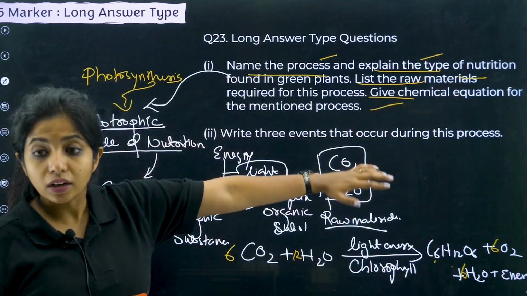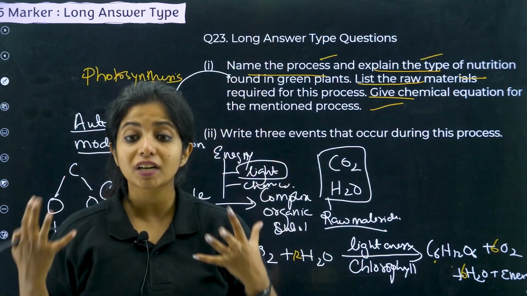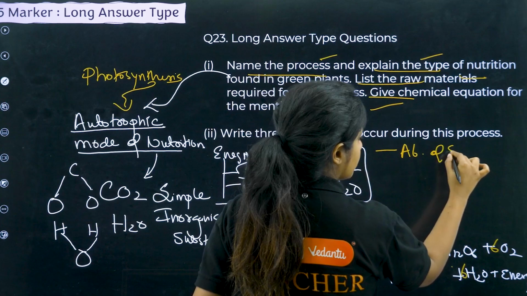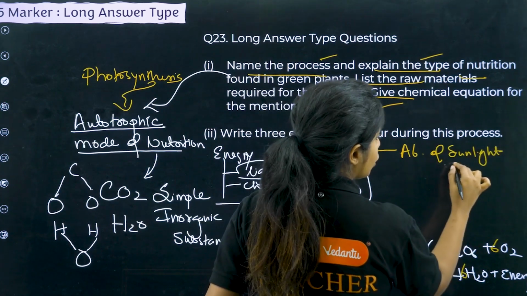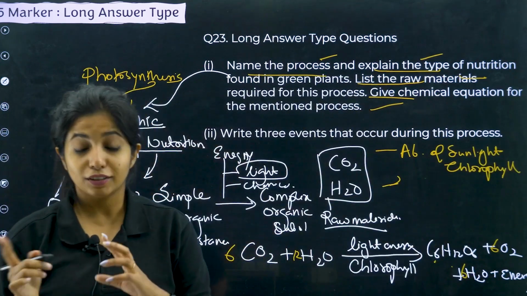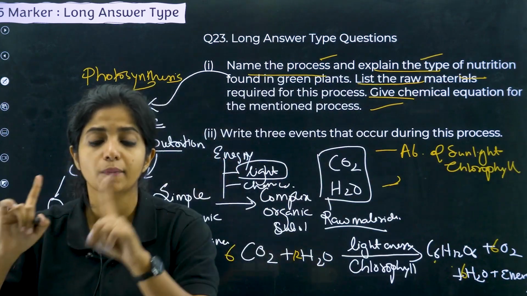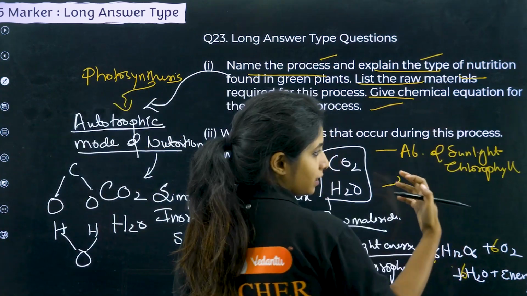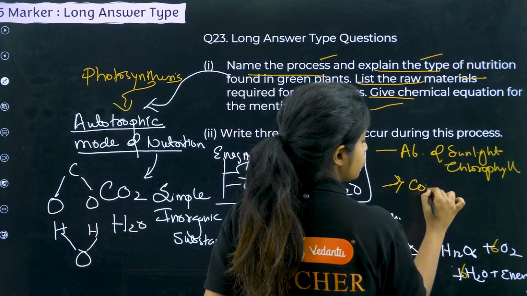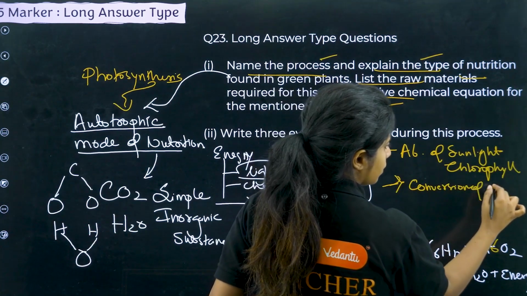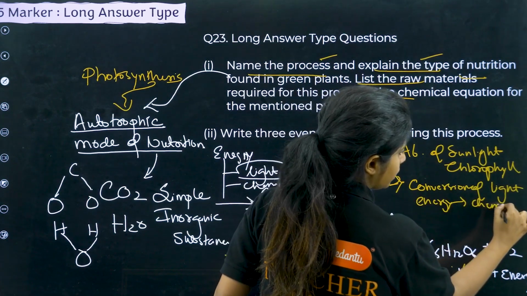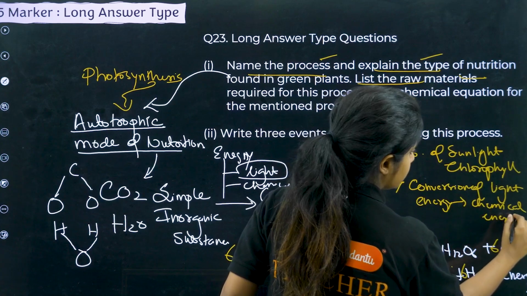Write the 3 events that occur in this particular process. First is absorption of sunlight. Who absorbs it? Chlorophyll. So you write absorption of sunlight. Who does that, children? Chlorophyll. Second thing, what is it? Second thing is conversion of sunlight energy to chemical energy. Okay, second thing, you took the sunlight, that is light energy, absorption of light energy by chlorophyll. Second thing is conversion of light energy. What are you converting it into? Chemical energy. So write chemical energy.